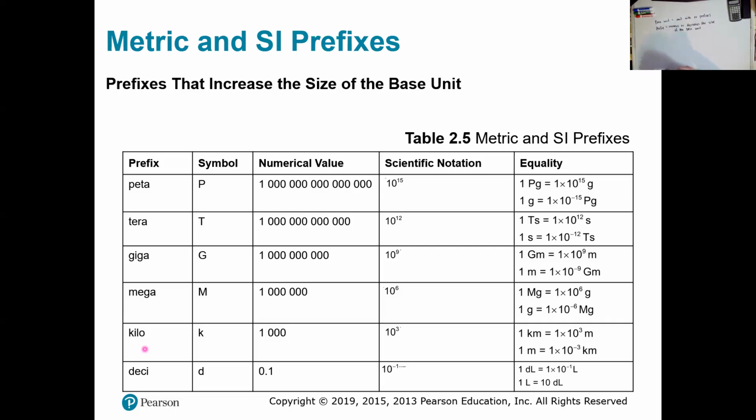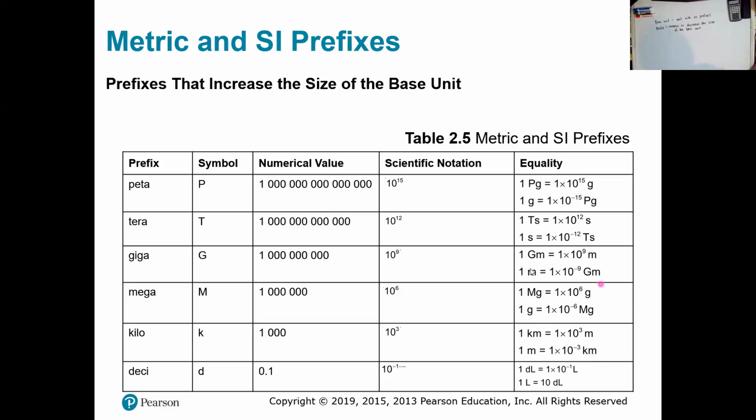So for example, if our base unit is a meter and we put the kilo prefix in front of it, then it would be a kilometer. And a kilometer is going to be larger than a meter. So it's increased the size of that base unit.